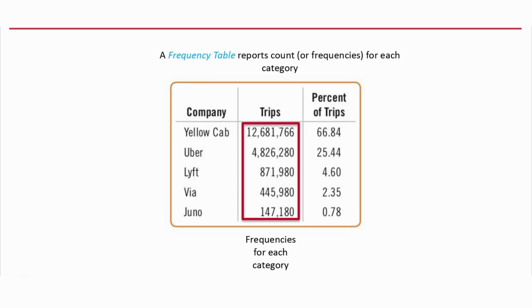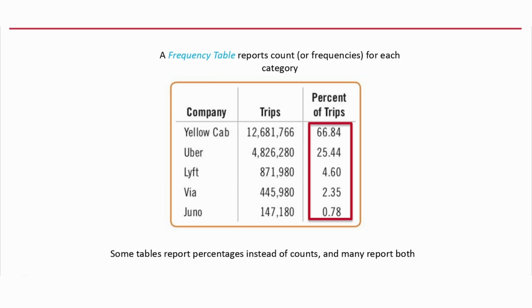These are the different ride options people listed that they took. In the second column are the frequencies of how many people took each. So there were 12.6 million people who took the Yellow Cab, 4.8 million people who took Uber, 870,000 that took Lyft, 440,000 took Via, and just under 150,000 took Juno. And finally, the last column contains the percents, found by taking the frequencies and dividing them by the total.